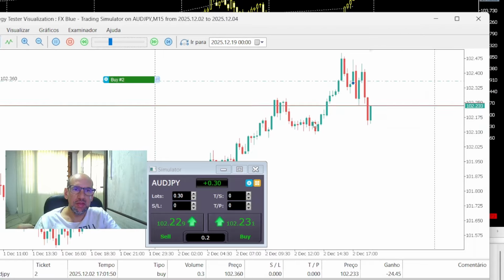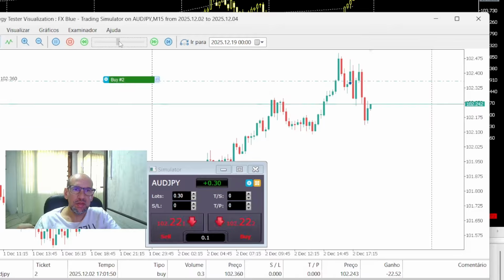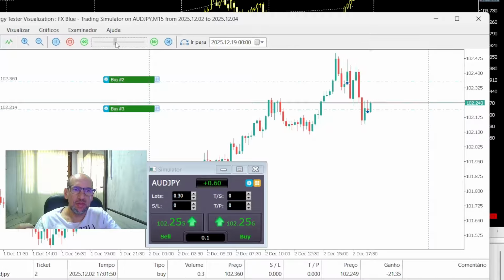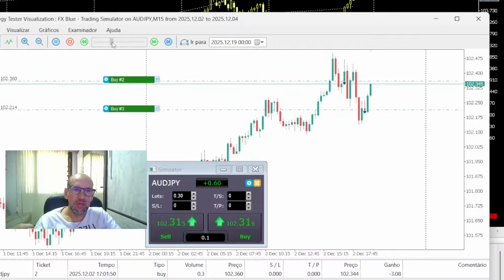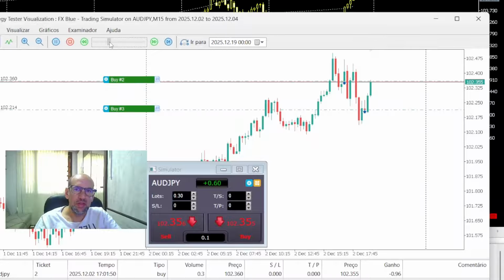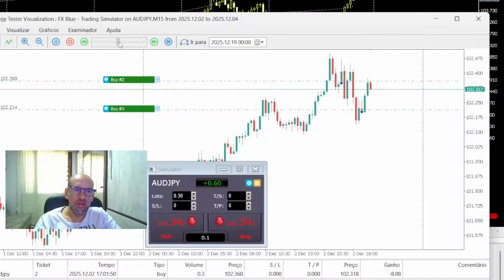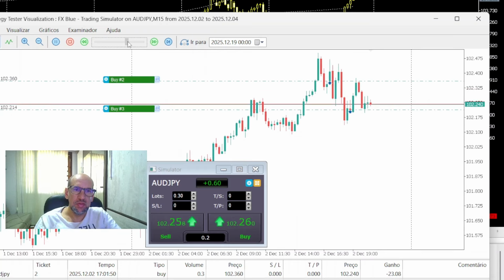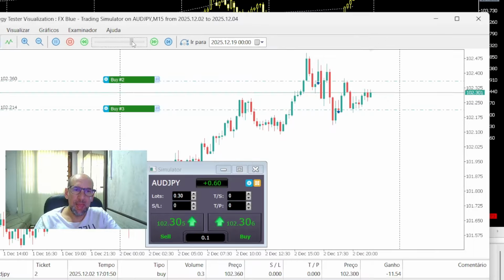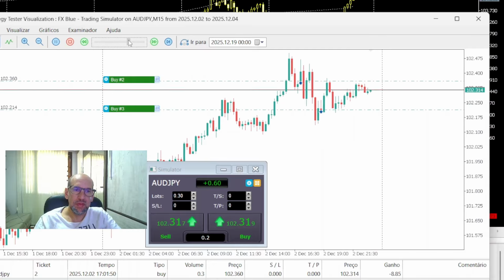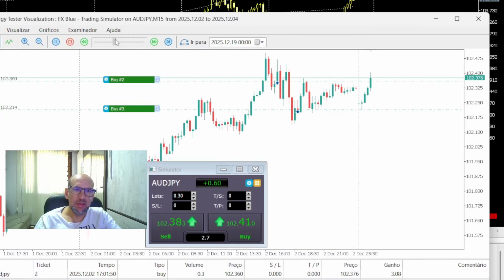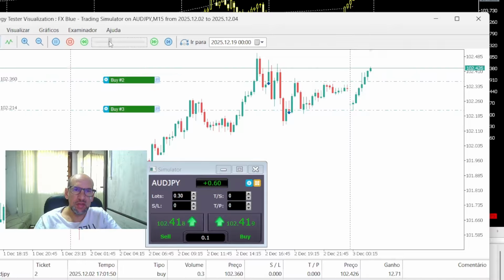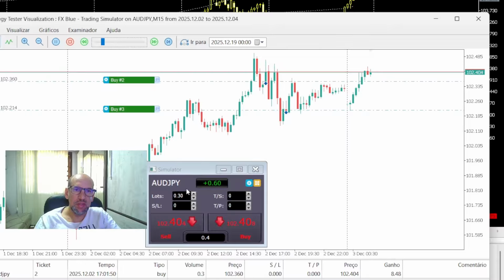It's a pullback in the support area. I can buy again. A green candle formed. Stop loss only $60. Now the market was going up slowly, and it doesn't take profits. Now is the Asian session of December 2nd. Now we can take profit.